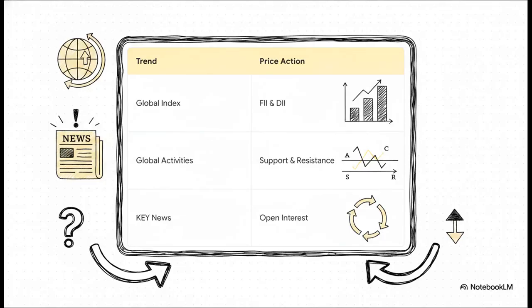So let's just take a step back for a second and look at how all these pieces fit together. The requested data perfectly splits into macro trend indicators on one side and highly actionable price-based indicators on the other. You've got global sentiments, activities, and key news giving us the overarching trend. It's the why of the market. Then, balanced against that, FII and DII activities, support and resistance and open interest, give us the how and the where. This perfectly encapsulates why the original prompt was so brilliantly structured. It seamlessly balances the theoretical macro with the mathematical micro.